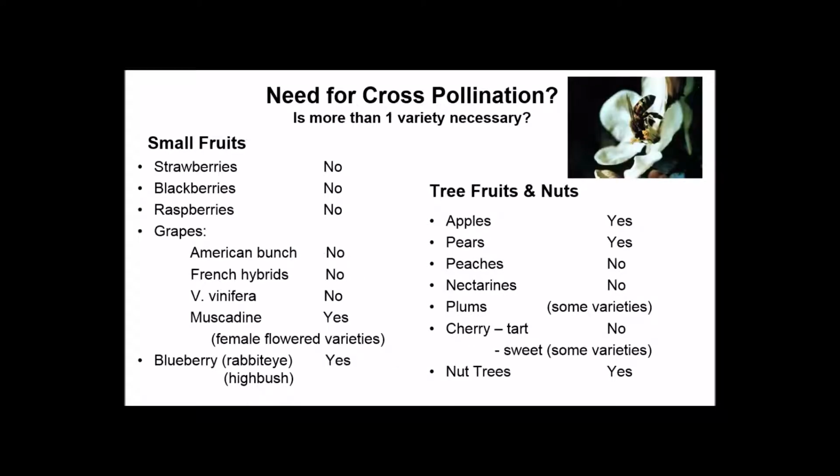What are you growing? What are the needs for cross-pollination? Do you need to have multiple varieties intermingled in the planting so that you get good cross-pollination? For small fruits like strawberries, blackberries, raspberries, and bunch grapes, it's not an issue. You don't need cross-pollination. For muscadine grapes, you may if you're planting female flowered varieties. For rabbit-eye blueberries, you should have cross-pollination.